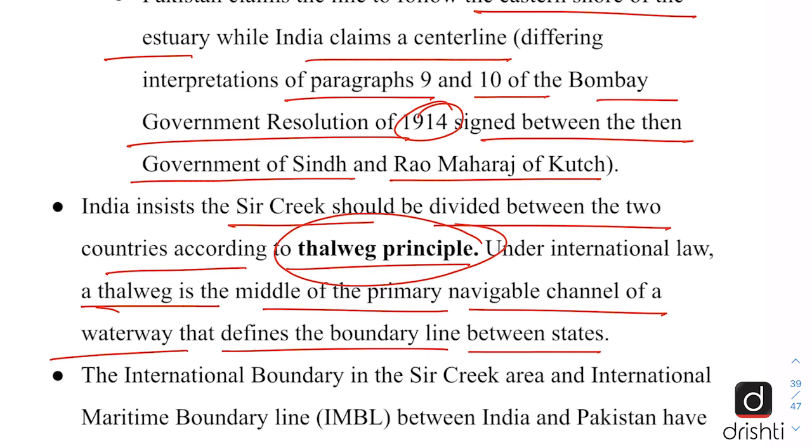And here we should also note that the Sir Creek area by itself is not of much importance to both India and Pakistan. But the way this boundary is demarcated will determine the maritime boundary between the two countries in the Arabian Sea, and that area seems to have a lot of natural resources. So if the boundary passes through the middle of the channel, then India will have more area, whereas if the border passes through the eastern bank, then the area for Pakistan will be greater, and that is where the dispute lies. Now let us look at the Junagadh issue.